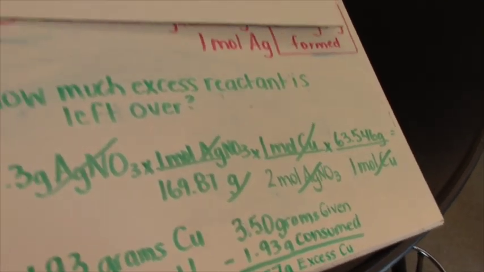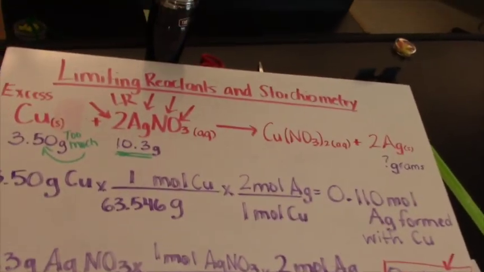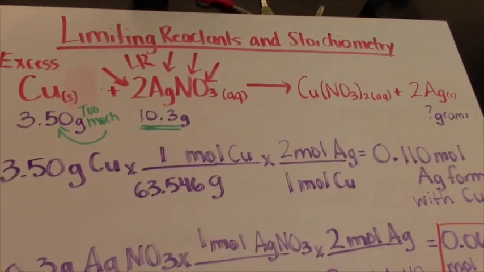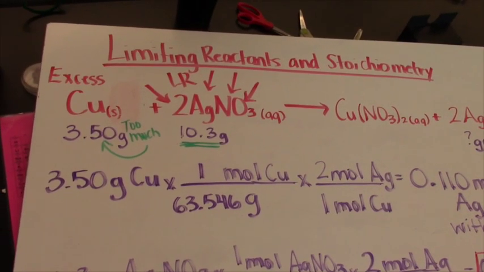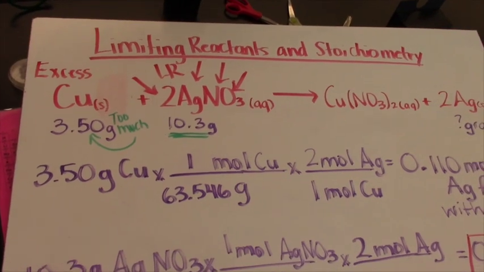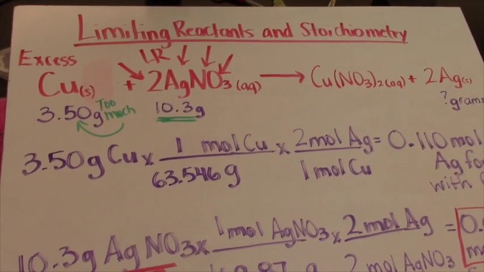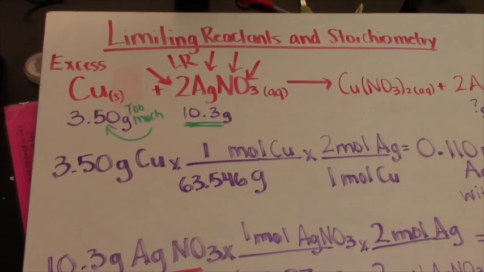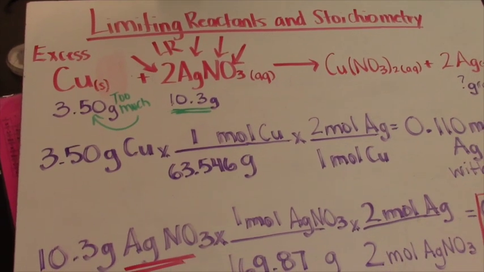All right, so that is, in a nutshell, how you would go through limiting reactant and stoichiometry problems: finding out what your limiting reactant is, determining the mass of product formed, and then coming back and finding out how much excess reactant is left over after the reaction ceases.